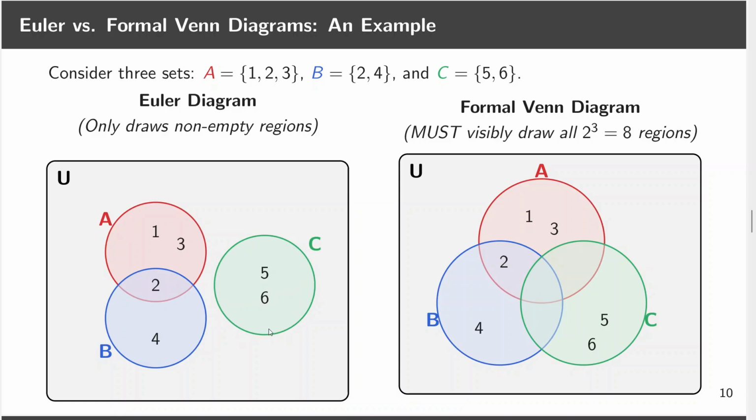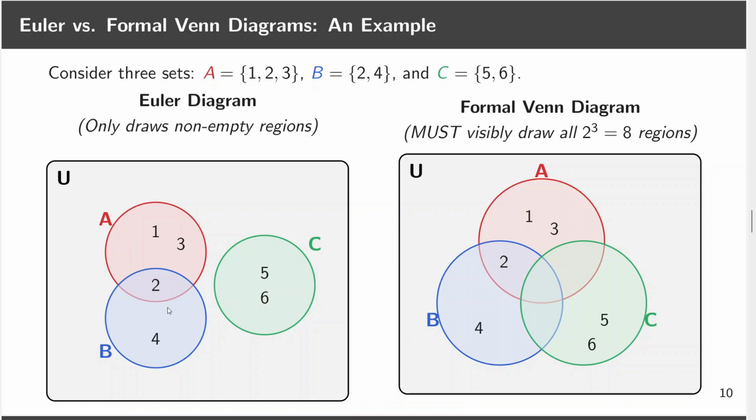The diagram would only show the regions that actually contain elements. It would be clean, intuitive, and easy to read. But, and this is crucial, it would not be a formal Venn diagram because it skips the intersections that are empty. For instance, the region that would be inside A and C but not B. That region is empty, there's nothing there, so the Euler diagram simply doesn't draw it. A formal Venn diagram, on the other hand, is obligated to show all 2 to the power of 3, which is 8, regions, whether they contain elements or not.